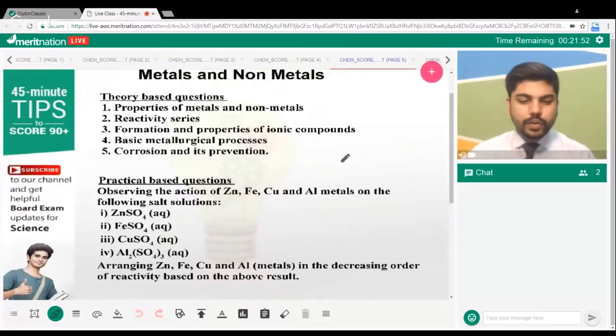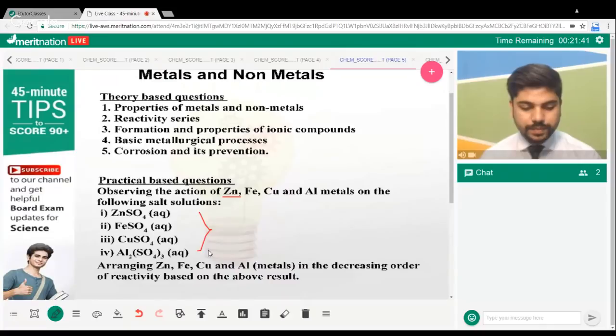From metals and non-metals, the practical based questions, the observation on the action of zinc, iron, or different metals on the following salts, right? So these are important. And basically, the reactivity series is really very important.